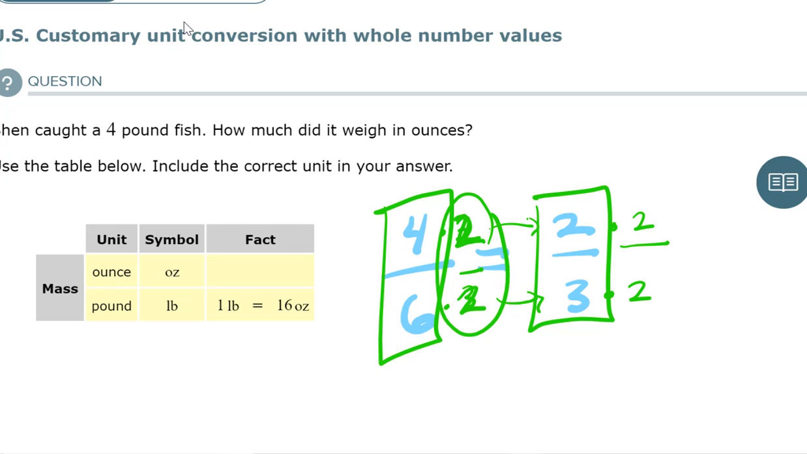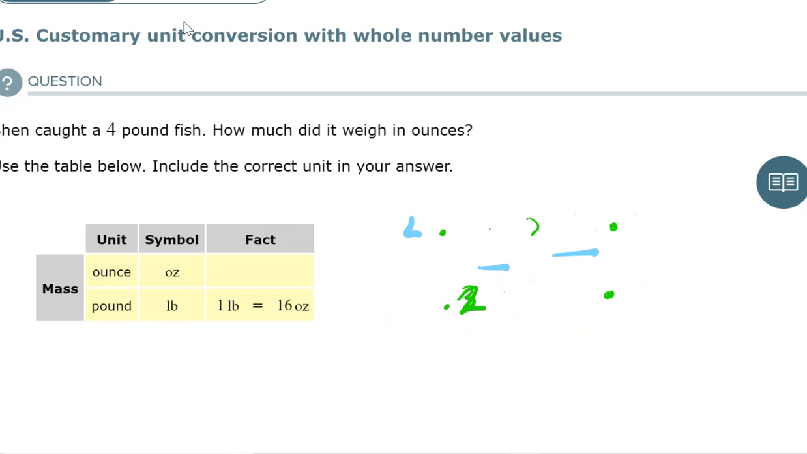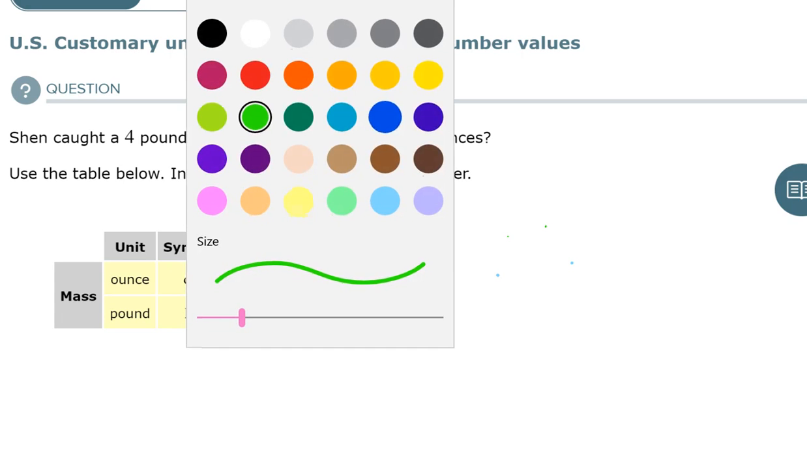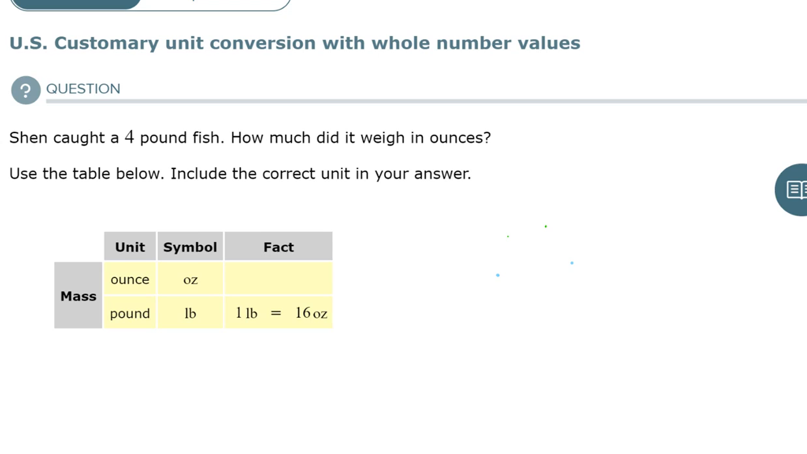We're going to do the exact same thing, but with different units of measurement. So you're going to notice these are very similar to fractions. So the first one, and actually let's take a look at a little bit more of the screen. The first one says, Shen caught a 4-pound fish. How much did it weigh in ounces?